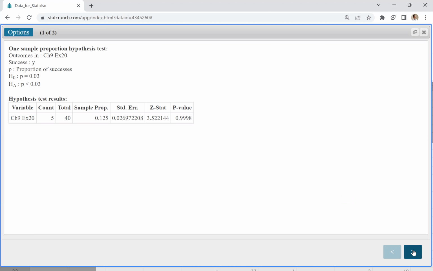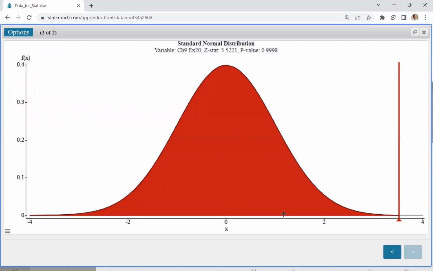Let's take a look at the p-value. The p-value will be the area on the left side because we have less than in the alternative hypothesis, which tells us that it is a left tail test, and this one is the test statistic.